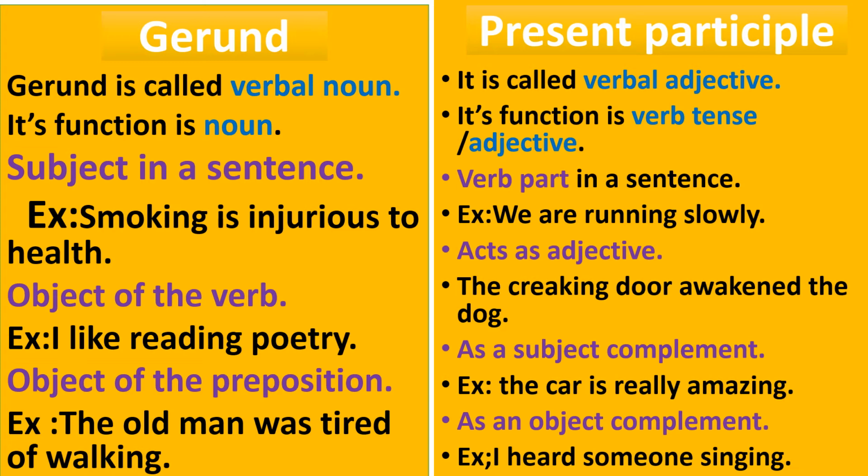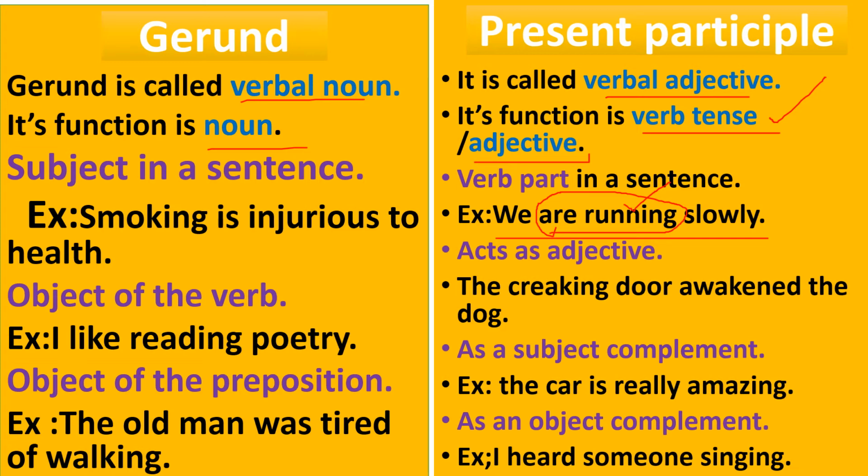In what way is the difference there in various contexts between gerund and present participle? Let's see. Gerund is called verbal noun. We know that it is called verbal noun because its function is noun. Whereas present participle is called verbal adjective because its function is adjective. Sometimes its function is verb tense also. It may be a part of verb, like we are running slowly. Here are running is verb. Here running is a present participle acting as a verb part.